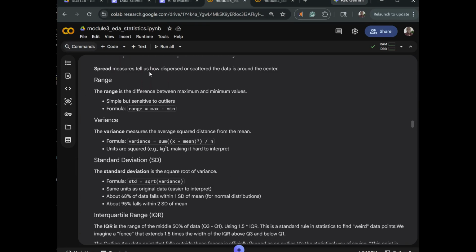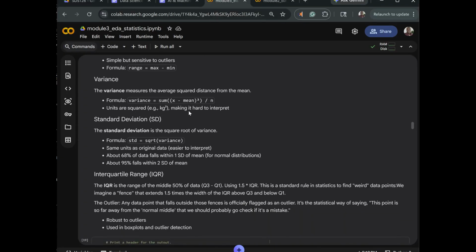So now the spread measures the way the data are scattered or arranged around the center of the distribution. So number one, what we check whenever we want to check for spread is the range. Range is the difference between the maximum value and the minimum value we have. It looks simple, but it's very sensitive to outliers. The formula is just maximum minus minimum, a simple mathematical operation.